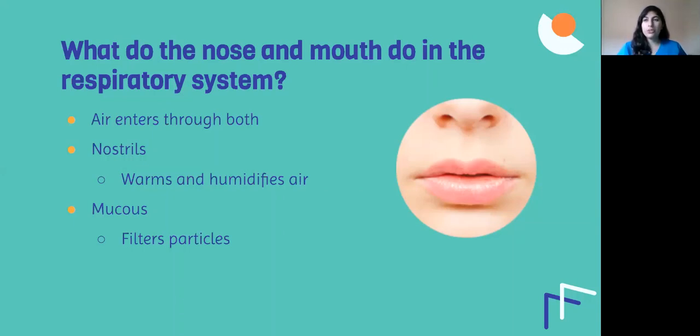There's also mucus inside your nose and also inside your mouth and throat. Mucus is kind of like that boogery liquid, sometimes clear, sometimes yellow. It just depends, liquid that's in your nose or in the back of your throat. And this mucus filters particles trying to go in through your nose and mouth, so that large particles or little specks of dust don't get in.